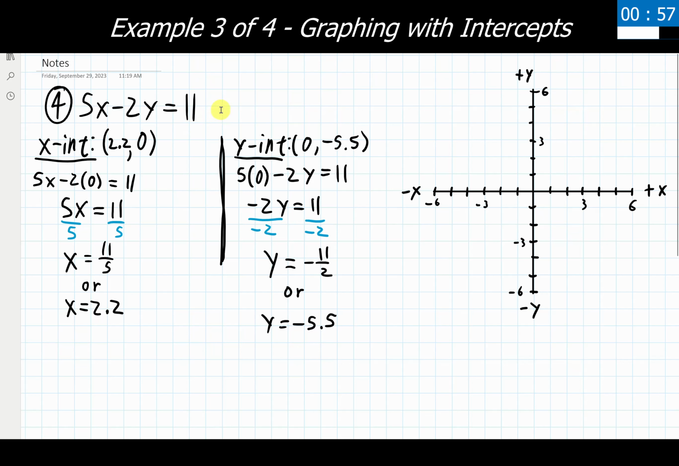So I want to showcase the fact that even though we are working with some not so great decimals, specifically this one, we can still give a reasonable approximation of that on our graph and get a final answer with this. So let's plot our y-intercept first. 0, negative 5.5, so it's going to be somewhere right around here. So let's go ahead and plot that.